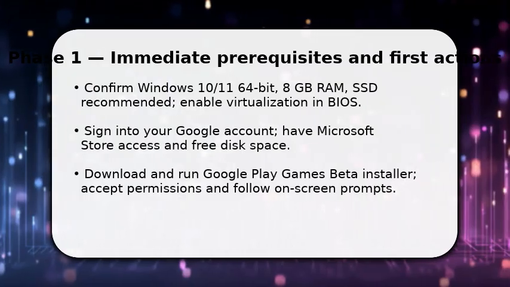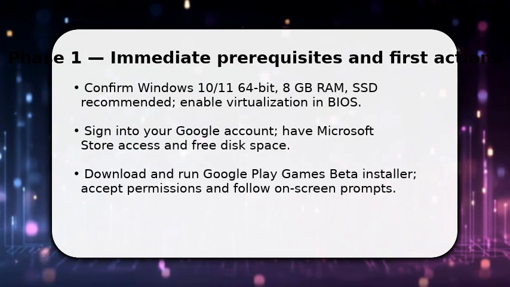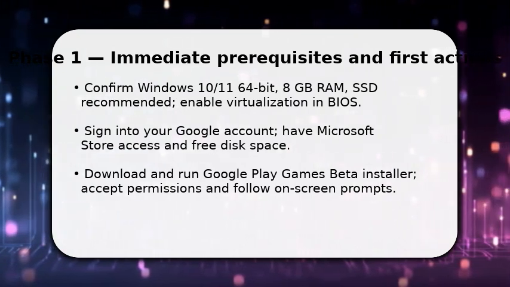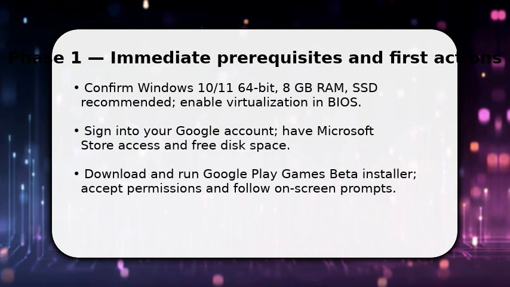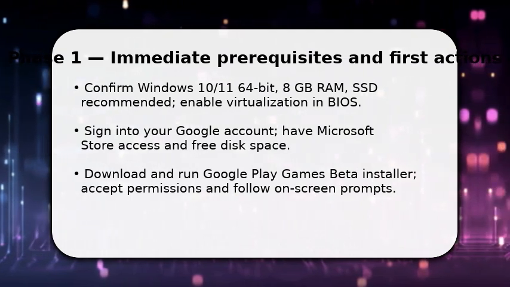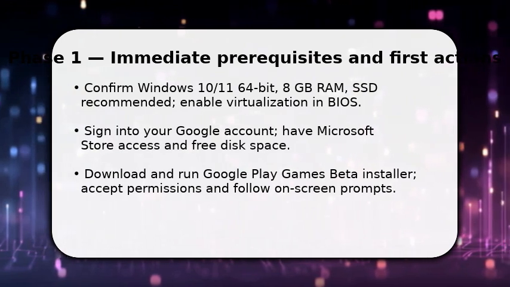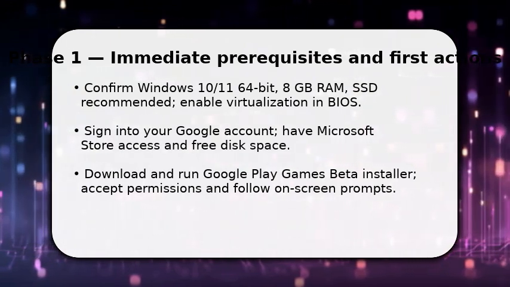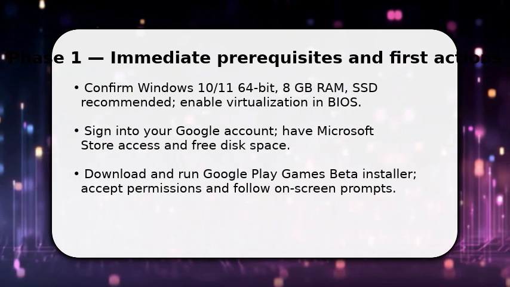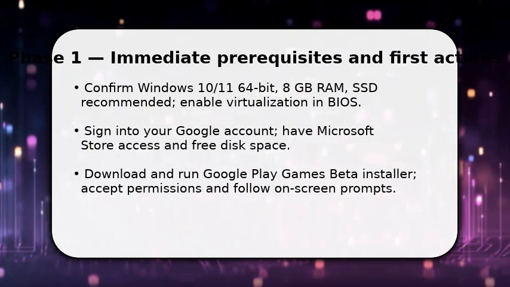You start by preparing the PC and then installing the beta. First, confirm Windows 10 or 11, 64-bit, at least 8 GB RAM, and enable virtualization in the BIOS so emulation runs. Once done, sign into your Google account and make sure Microsoft Store access is available. Free up disk space if needed.